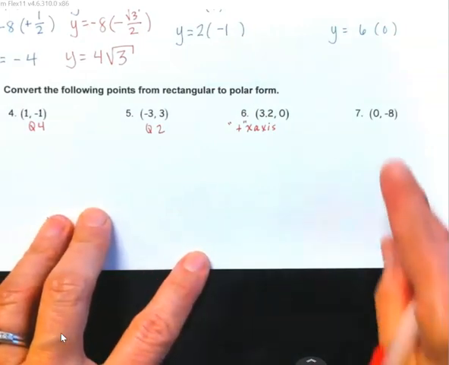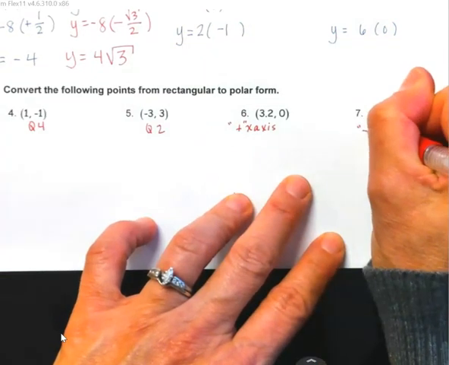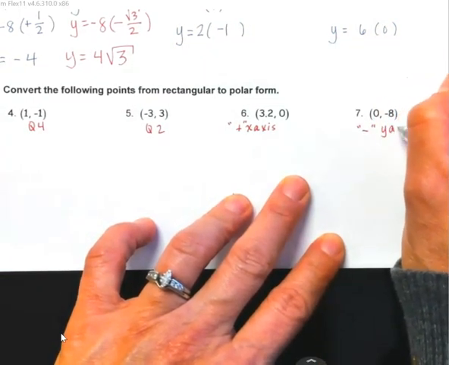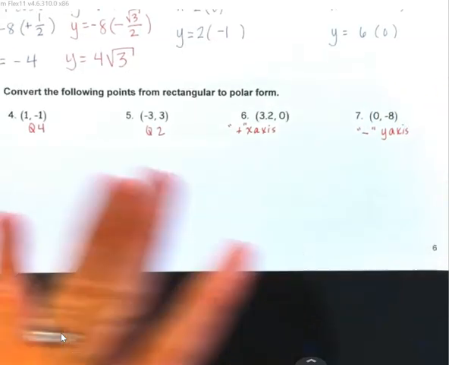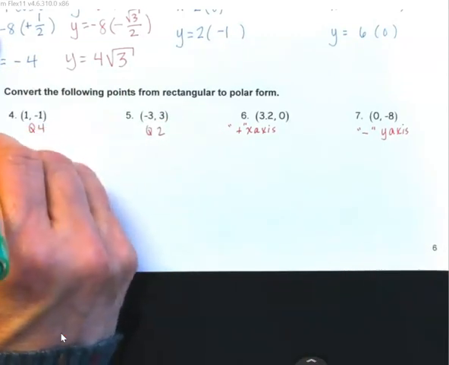And then what about number 7? What are we going to write? Negative y, yes. You write this stuff down, and these questions are going to be so easy for you. All right? Okay, so first things first, we need to find r. And remember, to find r, it's a square root.